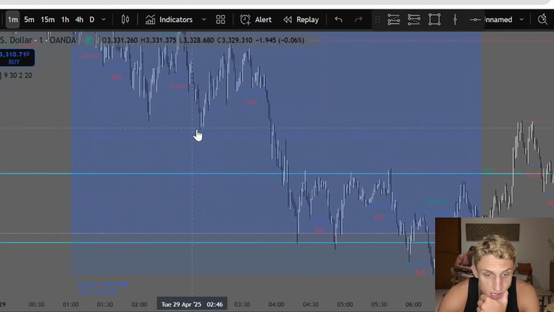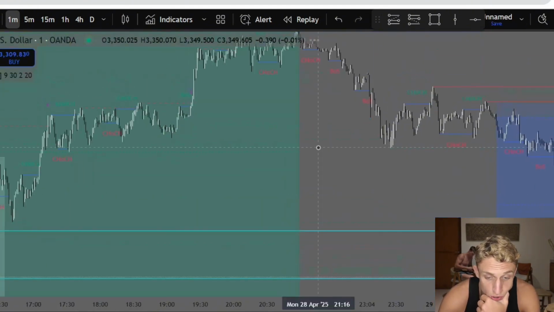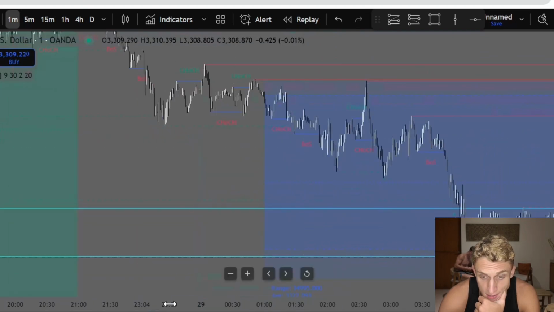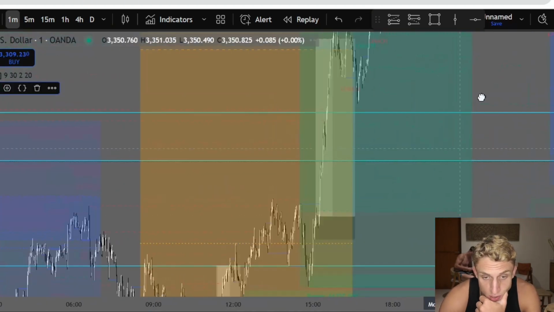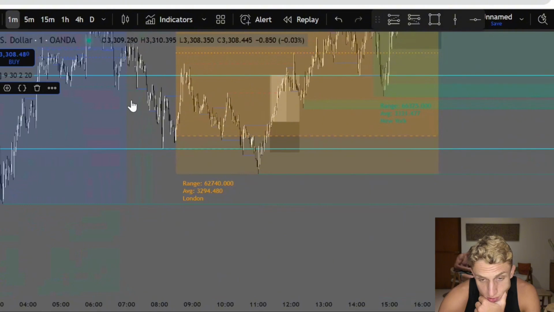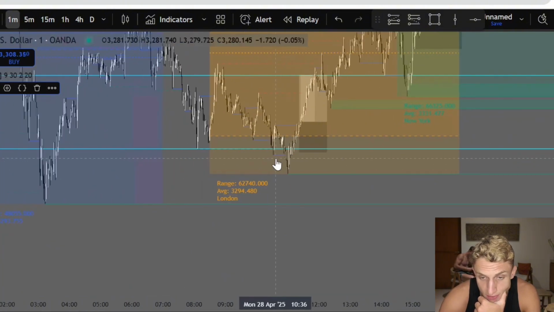It's unbelievable how much this just works and works consistently. So this was again on a sweep of that low. Came up 1.5R, very nice.